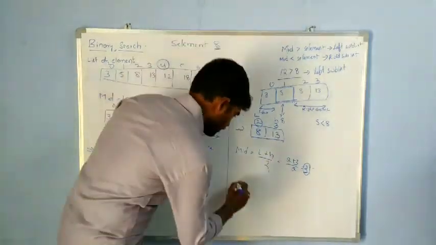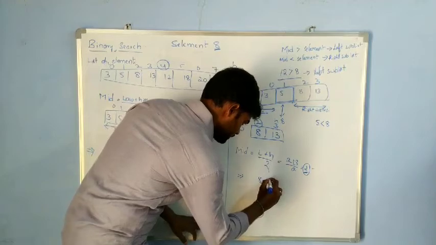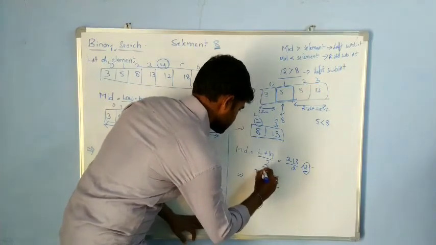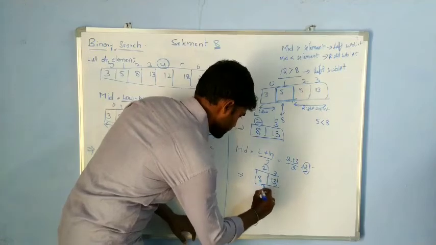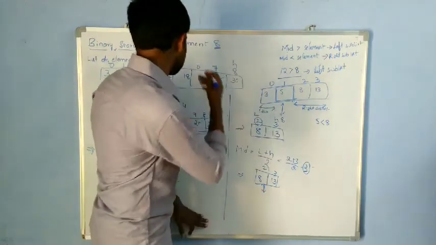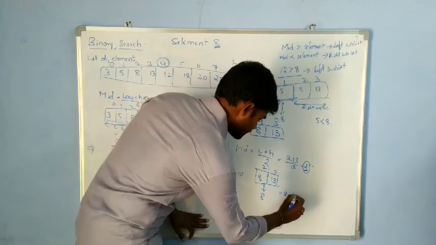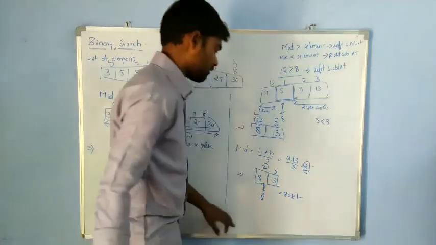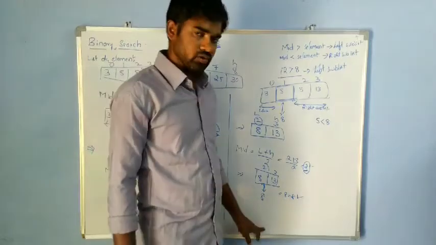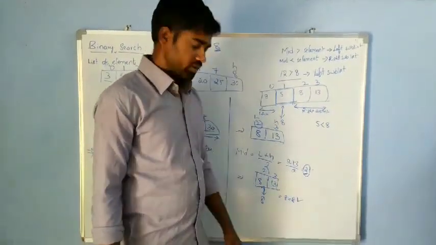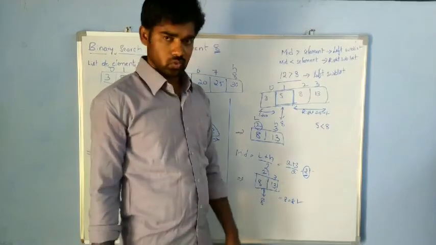Again what do we have to do? We compare. Here it is index 2, and 3. Now compare with the search element. What is the search element here? The search element is 8. So now 8 is equal to 8. Yes, it is true. Now what will happen? Here we are going to display the message: element found at location 2.